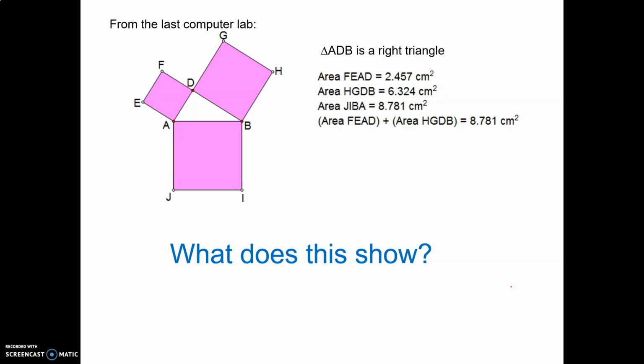We would have done a computer lab if we were in school, and this is what we would have discovered here. The area of this first one is 2.457 square centimeters. The area of this one is 6.324, and the area of this one is 8.781.